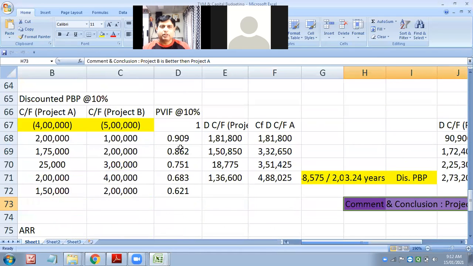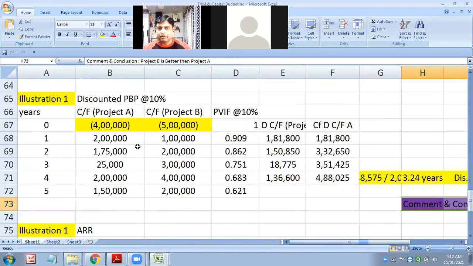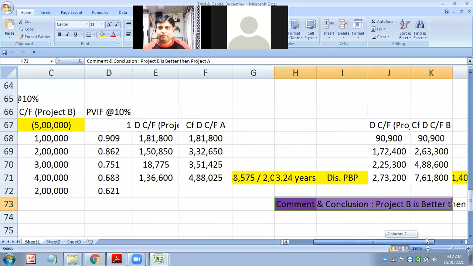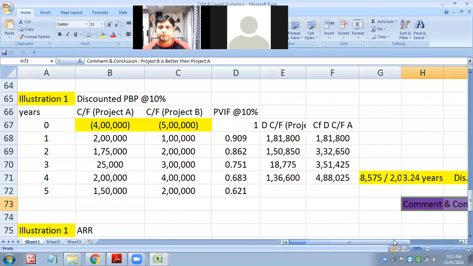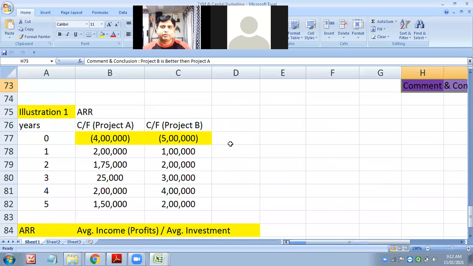Then we also understood the discounted PBP and how it is to be calculated. Again, we multiplied with the PVIF, and we found the payback period for both. And again we found that B is far better than project A as far as payback period is concerned. There we are getting our returns faster than project A.